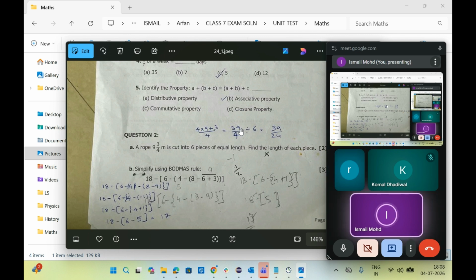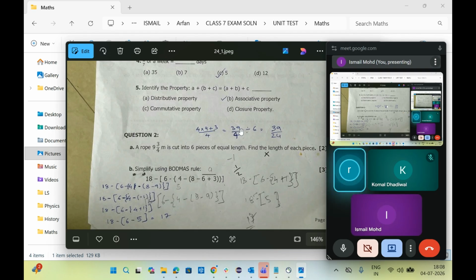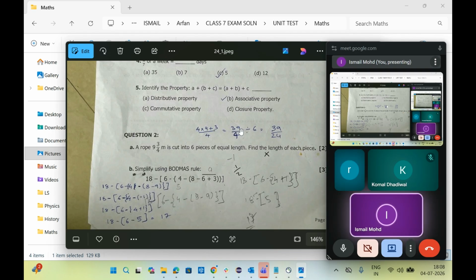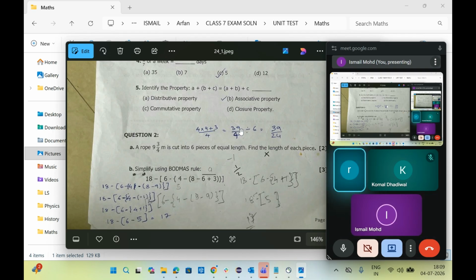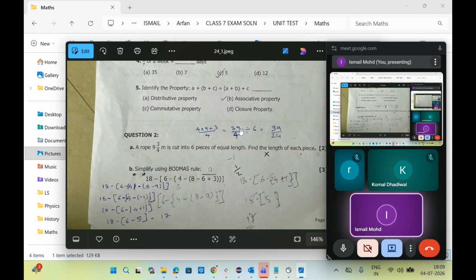Next one, identify this property. (A plus B) plus C is A plus (B plus C). It's the associative property, sir. It is associative under addition. Similarly, you can have associative under multiplication. Okay, this is the associative property under addition.